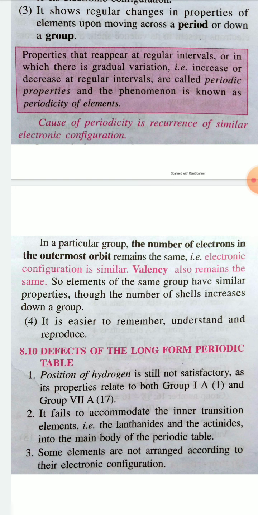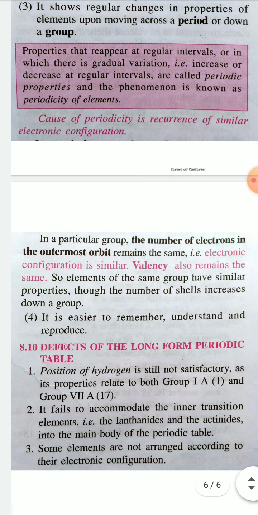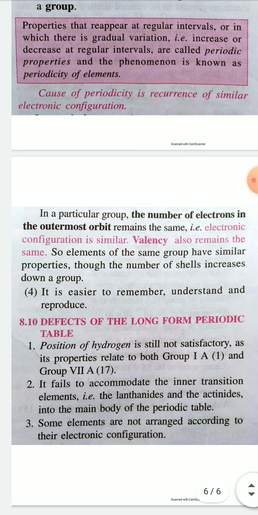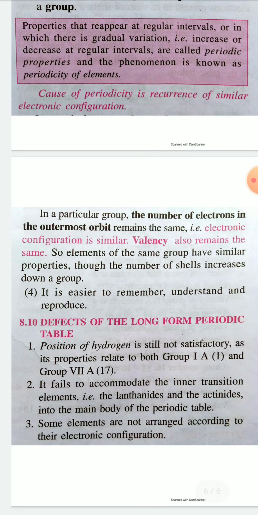And the fourth merit of the modern periodic table: it is easier to remember, understand, and reproduce. Now, some defects of the modern periodic table or long form periodic table.